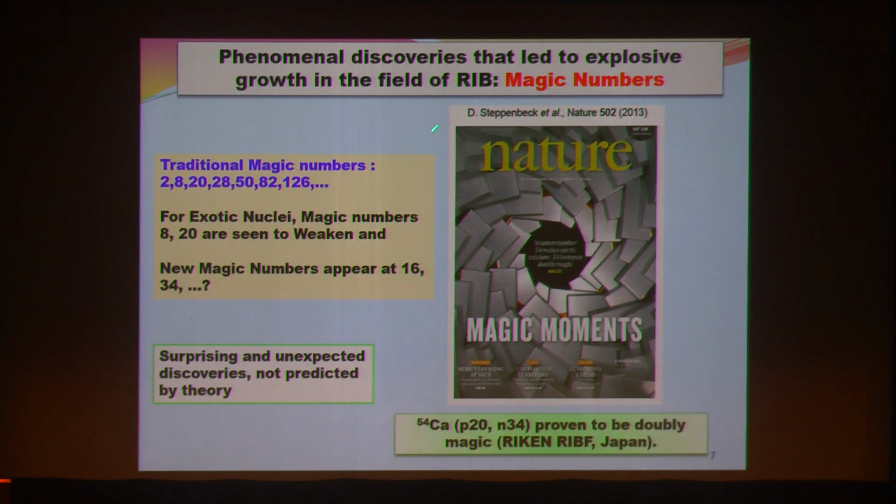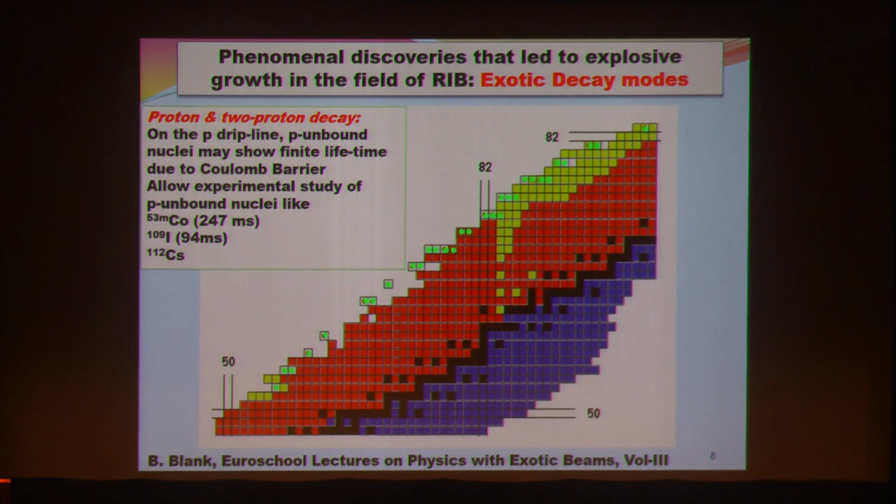And this is very nicely described in this article in Nature. This is the reference. And one of the interesting isotopes is 54 calcium, which is proven to be doubly magic. So you can see this 20 is basically the classical magic number, whereas 34 is the new magic number from the study of exotic nuclei. It has been discovered in Riken, Radioactive Isotope Beam Factory in Japan.